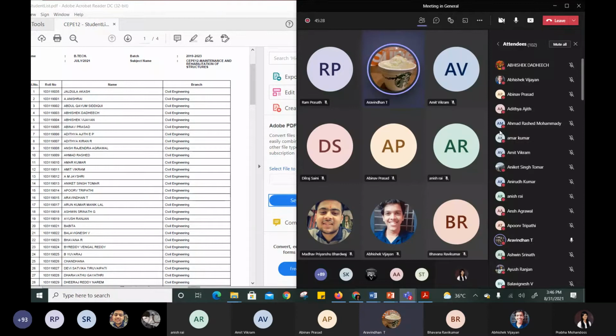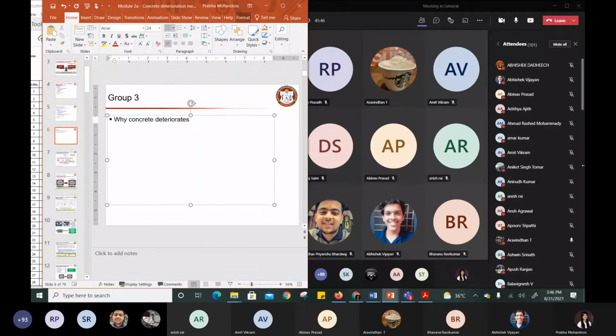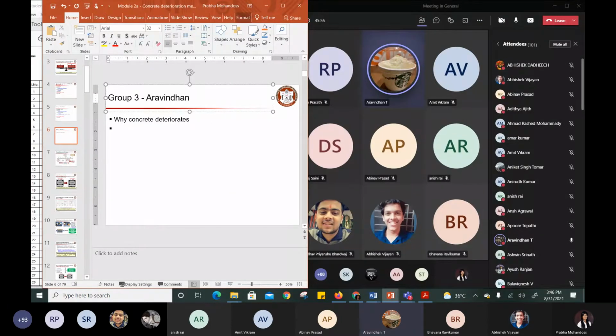Normal wind and other like... Yeah, Arvind? It can be from the water body surrounding it, or maybe... Yeah, you are right. Proceed. ...which can potentially cause some volumetric change in the concrete.